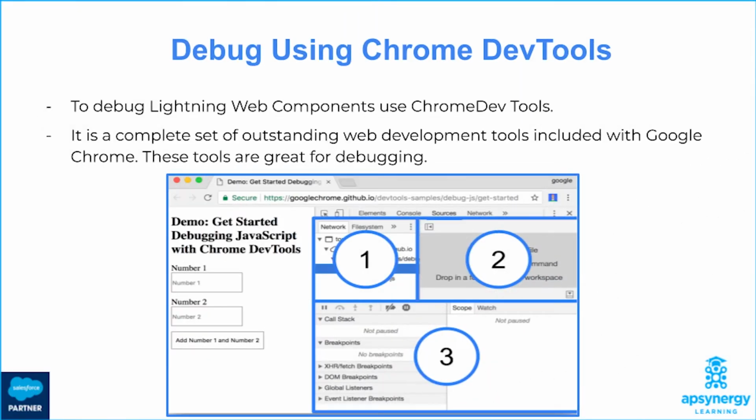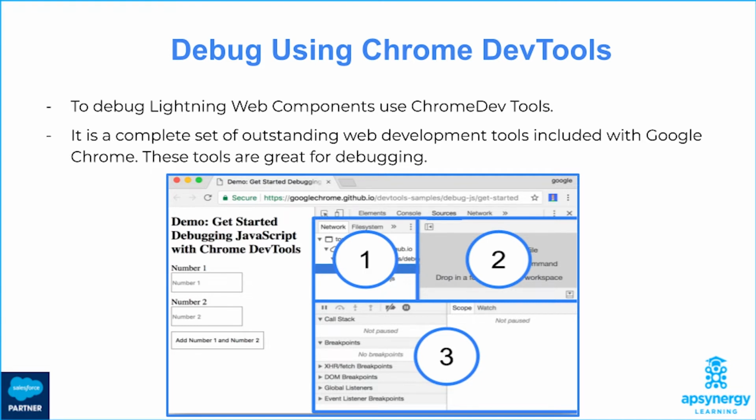Moving on to the next way to debug Lightning web components, using Chrome DevTools. Chrome DevTools is a complete set of web development tools. These tools will allow you to debug the component and inspect the component markup. DevTools includes the DevTools menu and Sources panel, which displays the following items when the Sources tab is selected.